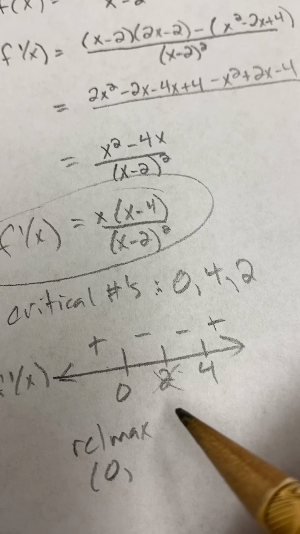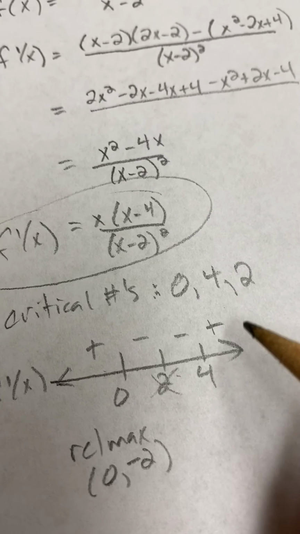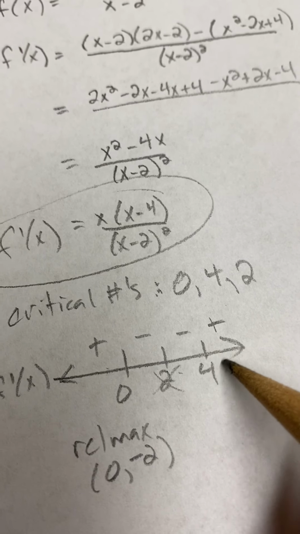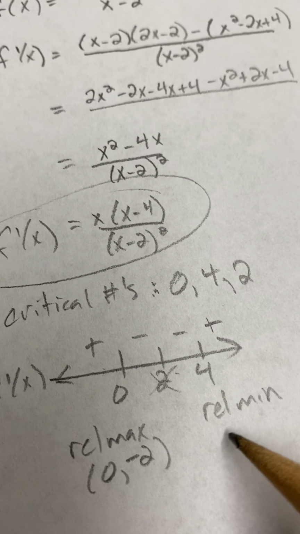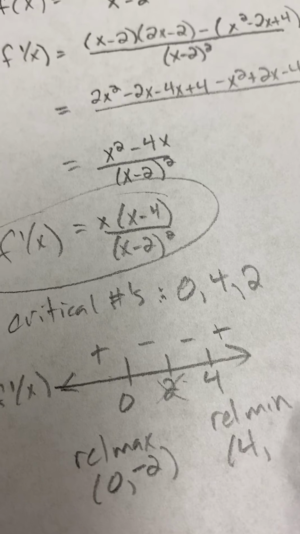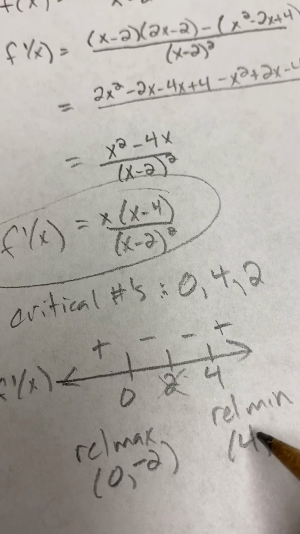Go back to the original function, 0, -2. That's how we find that y value. And then it goes from decreasing to increasing at 4. So we have a relative minimum at 4. And you just have to go back into the original function to plug in. I think it's 6.